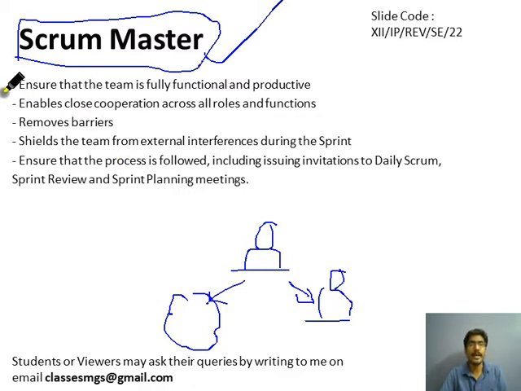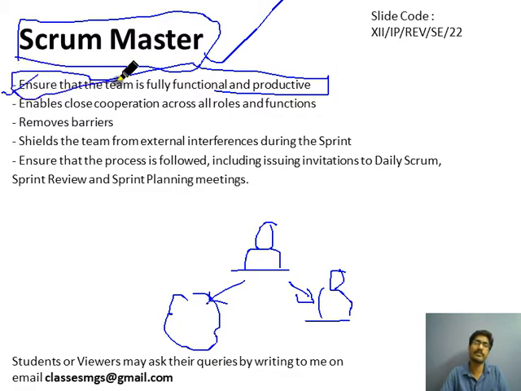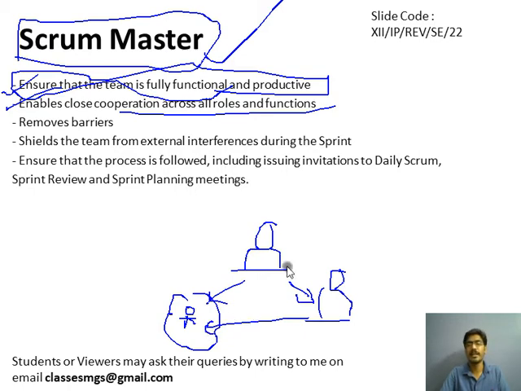He ensures that the team is fully functional and productive. He will ensure that the team has sufficient work and is working productively. And he enables close cooperation across all roles and functions. If a developer wants to communicate with the product owner, he will help in that. If the product owner wants to talk with any developer, the Scrum Master will help to communicate. He removes the barriers. Let's suppose one developer is facing some challenges in finishing a task, then he will arrange some help for that developer to remove the barriers in the software development process.